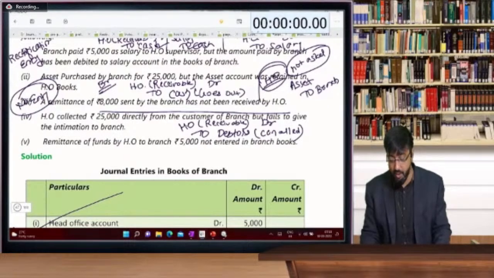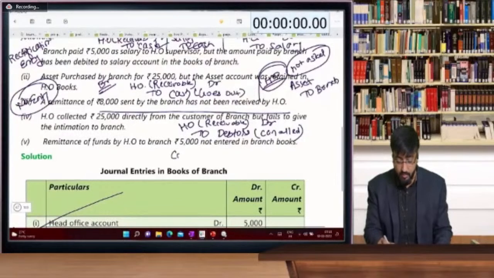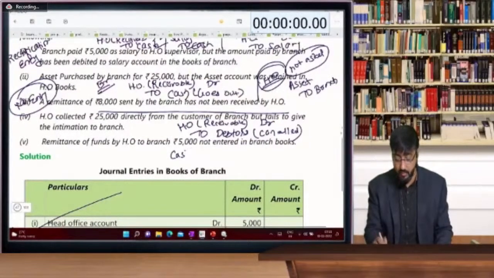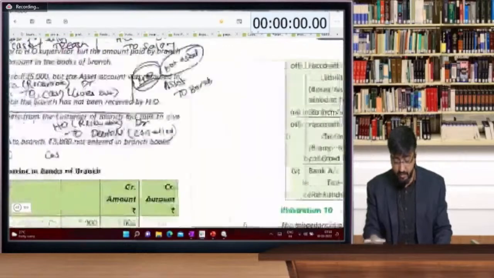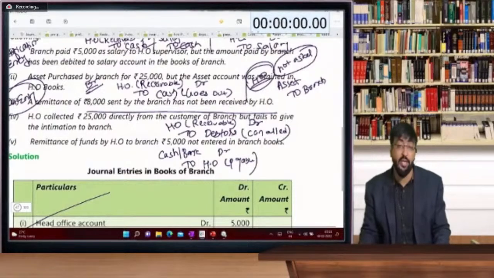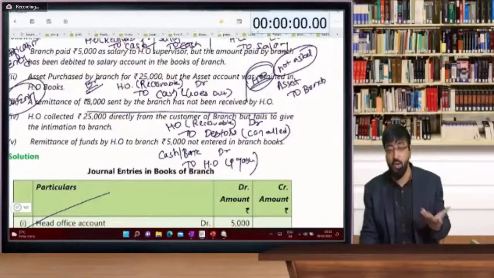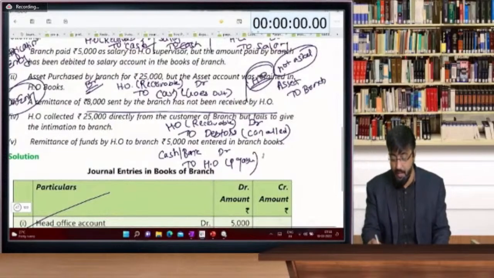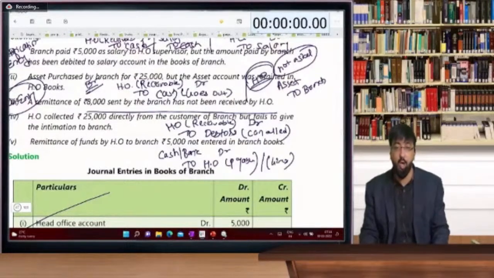Remittance of funds by HO to branch not entered in the branch books. Cash in transit or cash account debit. I would say pass cash in transit or bank, cash or bank. Already received it, so cash account debit or bank account debit to HO, because we have to pay this amount to HO. So HO payable, or you may record it as giver. Both answers are correct.